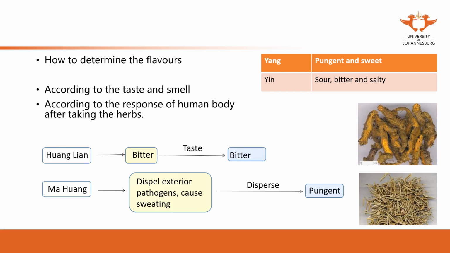For example, 黄连. 黄连 has a bitter taste. So when you taste 黄连, it is bitter. So the flavor of 黄连 is bitter.